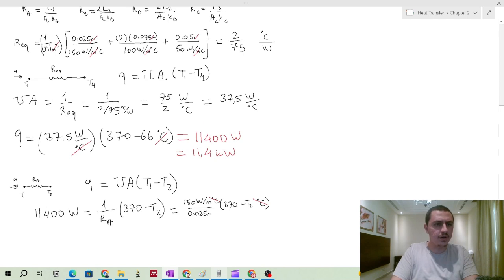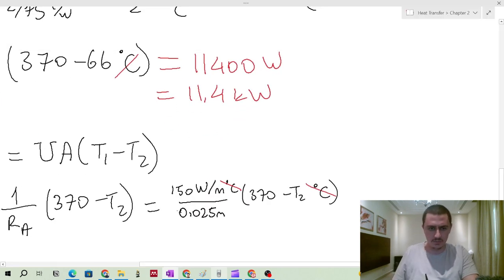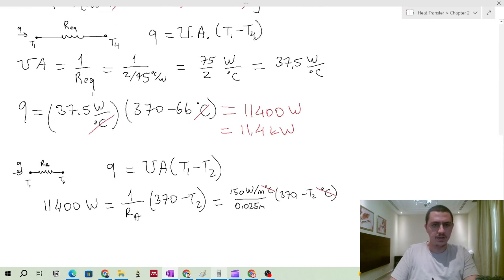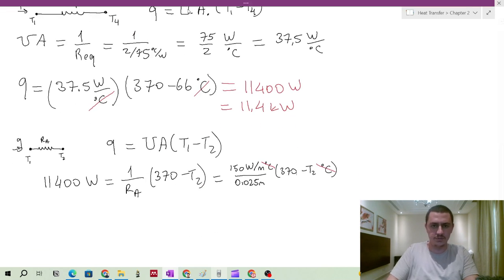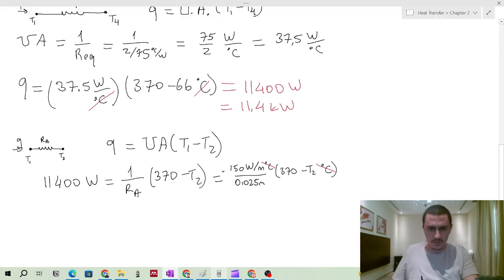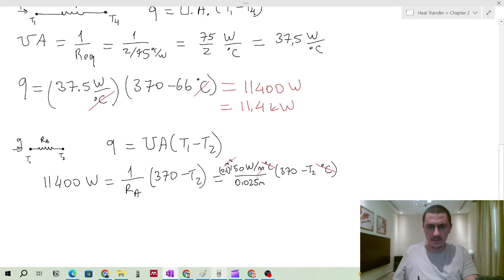Let me see. 1 over RA also has a meter square here. We forgot to put that because it is in the common factor. That should be that value. Actually, you see 0.1 beside the 150, so you have 0.1 meter square there, and that meter square will cancel the meter terms. So you have watt. Okay, as a final unit, you will have watt.